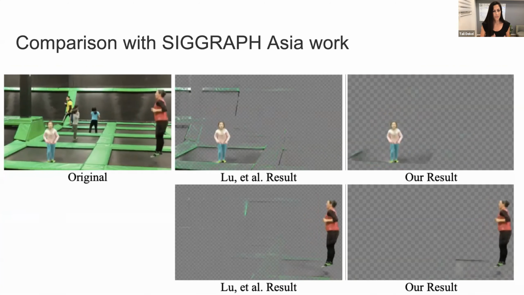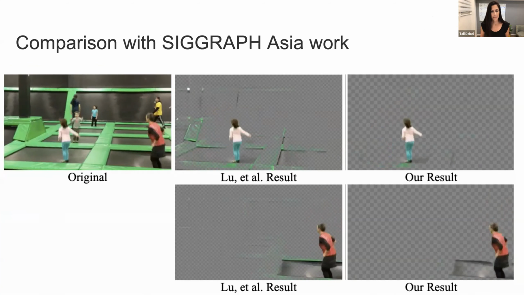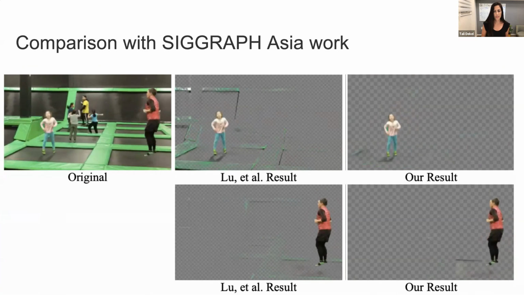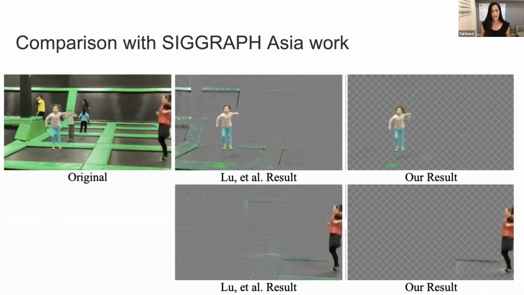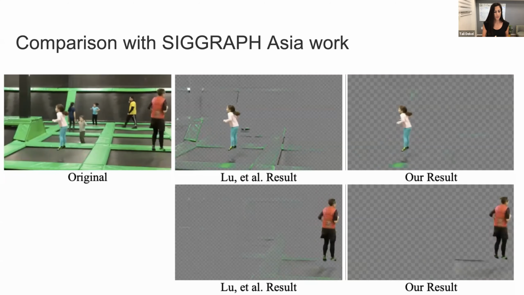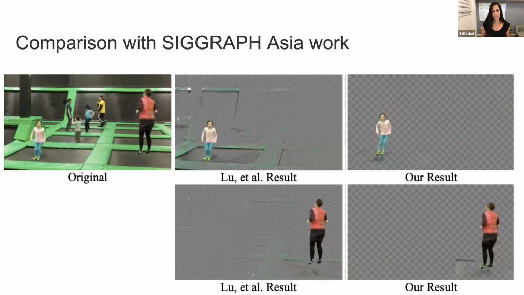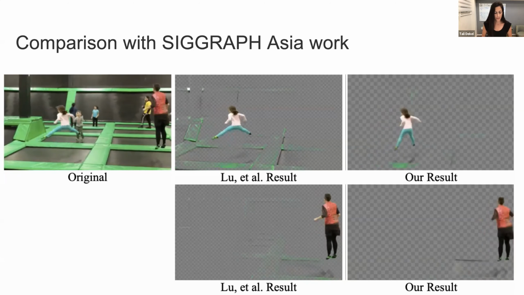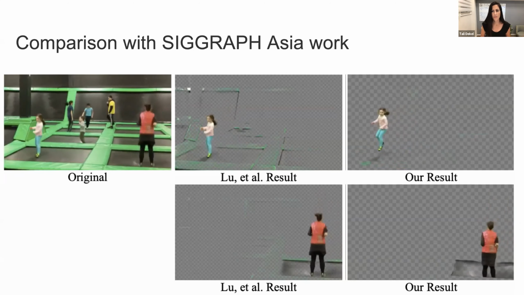So the second column is the retiming work, and the right column is the OmniMat result. And you can see that actually the layers are cleaner, and that's because we also model some deviations from a completely stable camera. I didn't talk about those details here, but check out the paper for more details.